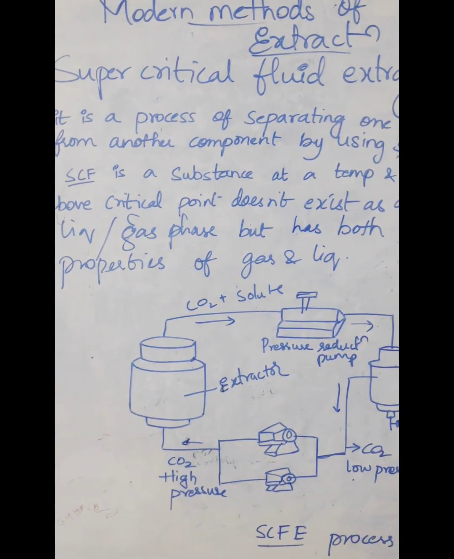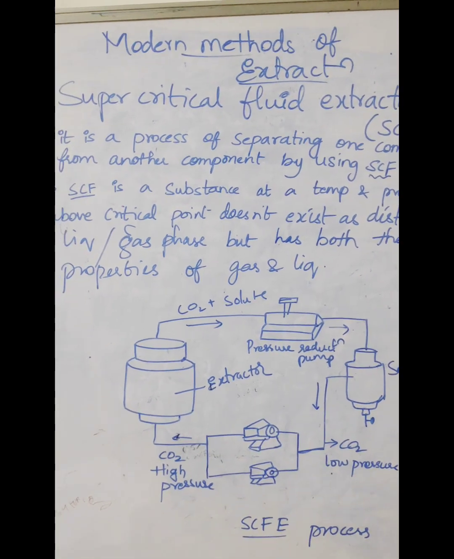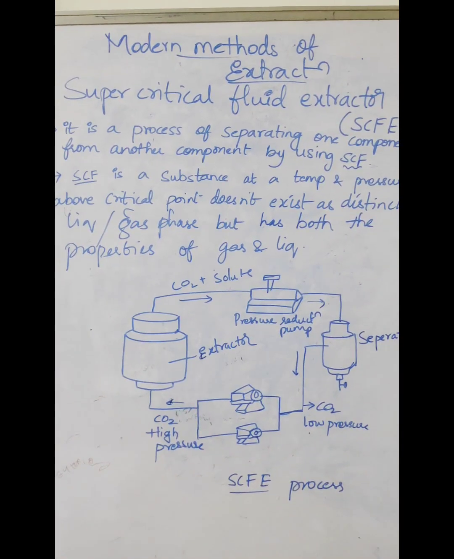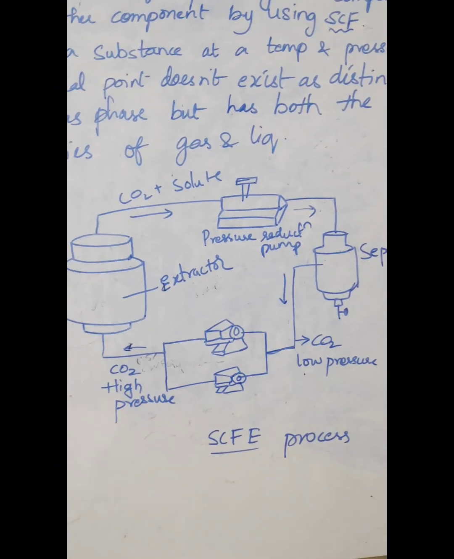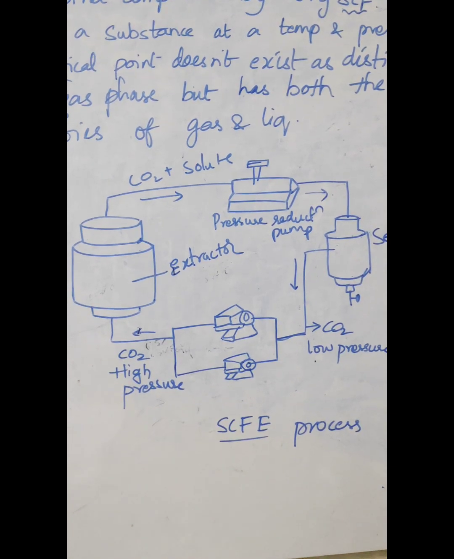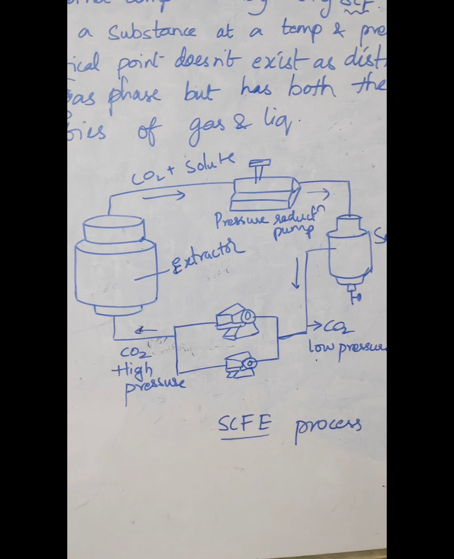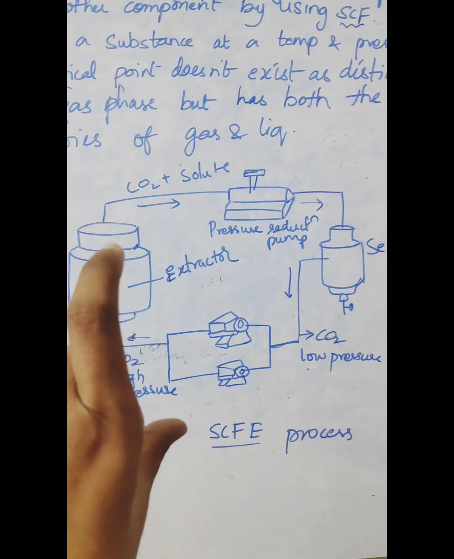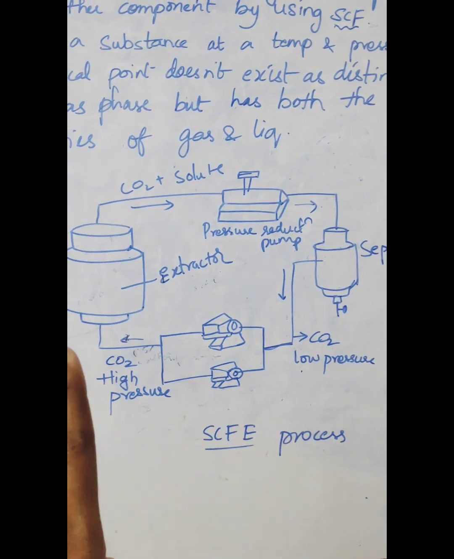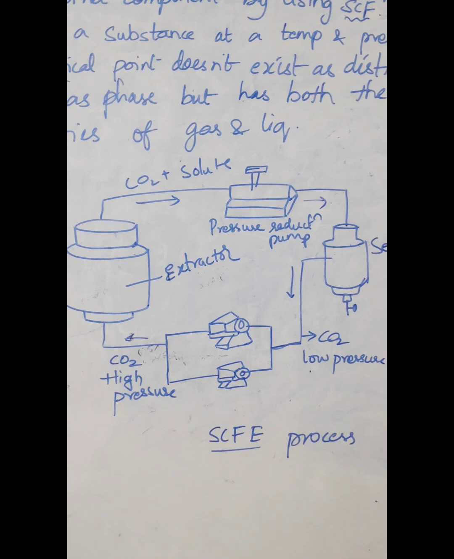That is what is written here. It is a substance at a temperature and pressure above the critical point, which does not exist as a distinct liquid or gaseous phase, but has properties of both gas as well as liquid. So above this critical point, the substance is going to show both the properties of gas as well as liquid. Here in this diagram I'm going to explain what exactly is going to happen in the supercritical fluid extraction process. Listen keenly.